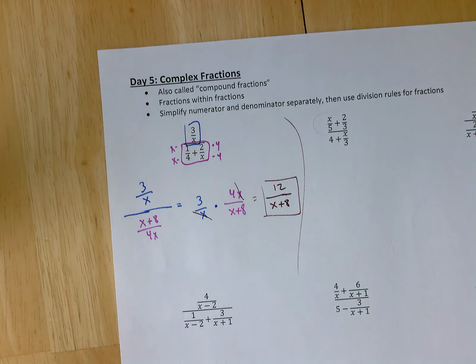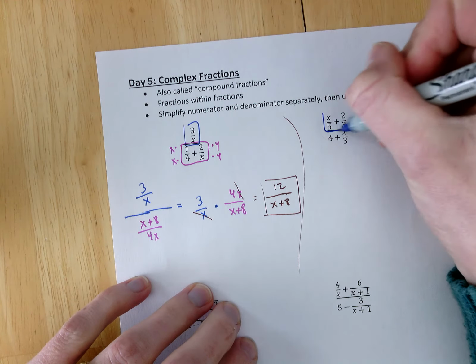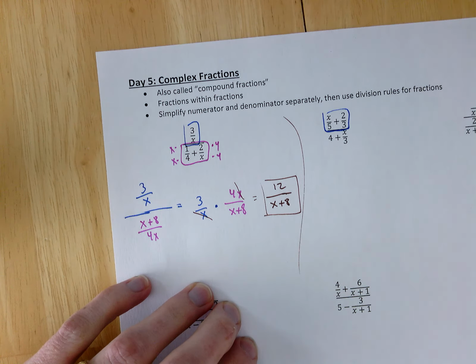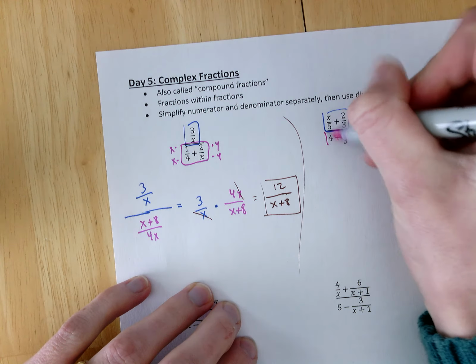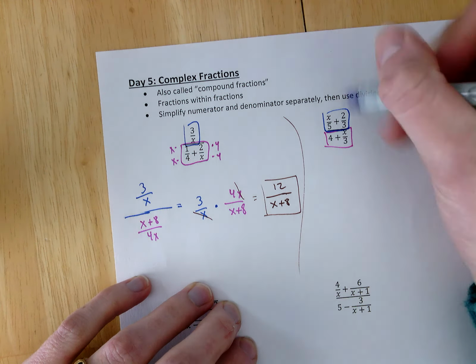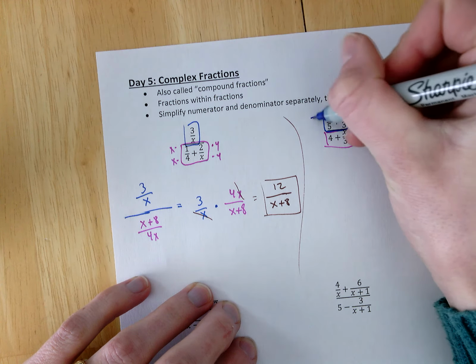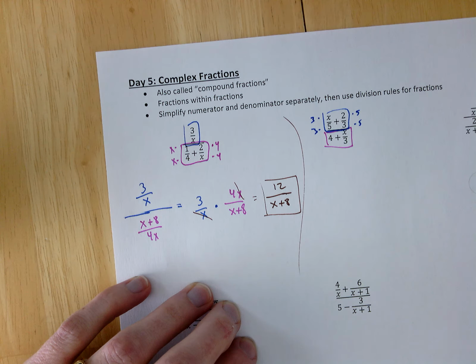All right, looking ahead to the next one. Okay, so here's my numerator. And again, I'm just looking for that big fraction bar in the middle. That's how I know where to split it. Okay, so I'm going to simplify each part separately. This part, I have to multiply top and bottom by 5 here and by 3 here to get my common denominator of 15.